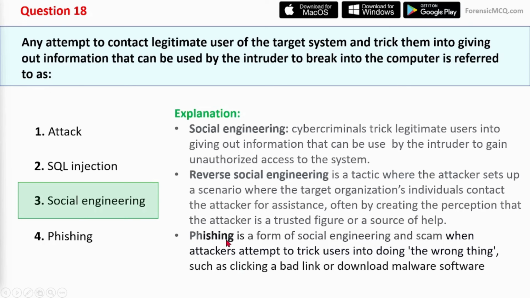And the third is phishing. Phishing is a form of social engineering. It is a subtype of social engineering and scam in which the attackers attempt to trick users into doing the wrong things, such as clicking bad links. The most common one is e-commerce stores, for example, Flipkart and Amazon.